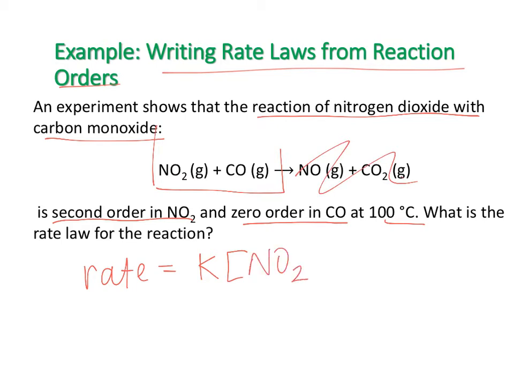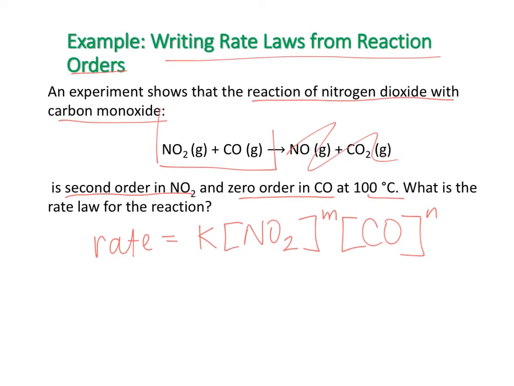So always our reactants. We know that we're going to have a M, you can call it whichever one you want, but in this case, let's call the power for NO2 M, and then for CO, it will be N. So we have our base rate law. Now let's figure out what the orders are. So they told us that for NO2 it's second order. So what that means is that M equals 2, and for CO it told us that it's 0, so N equals 0.